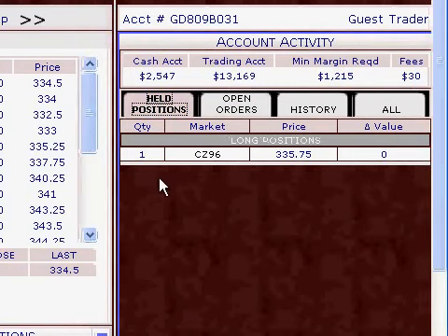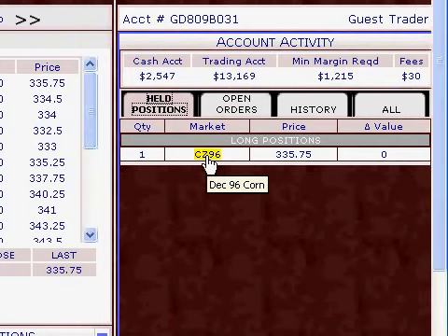We now own one contract of December 96 corn, 5,000 bushels of corn, no less, at a price of $335.75, which is actually $3.35 per bushel. So the broker is now holding $1,215 from our trading account, and that's just a security against the purchase, and we get that back at the end of this whole thing. We'll talk about the whole concept of leveraging in a future tutorial. For now, I want to concentrate on just this trade.